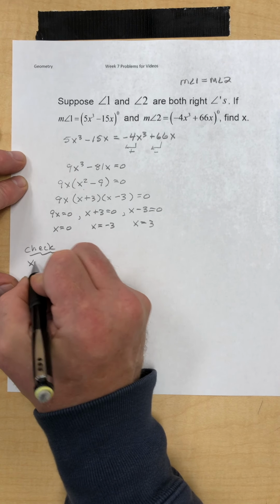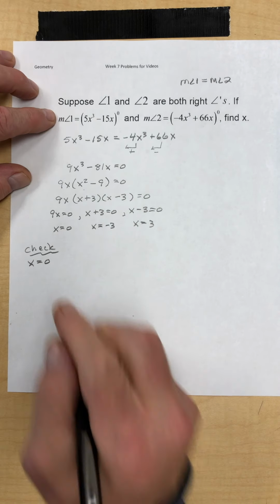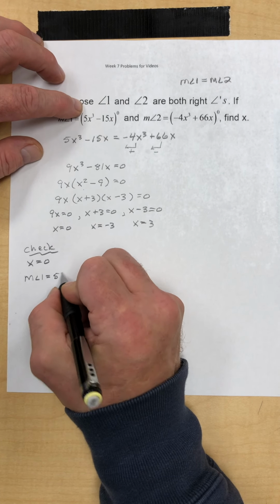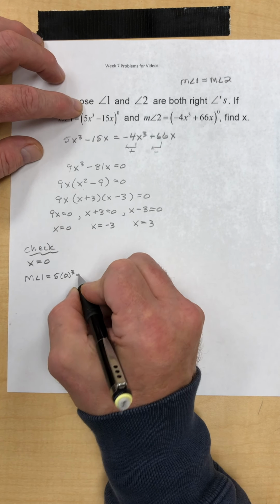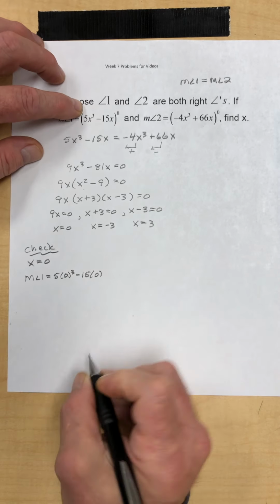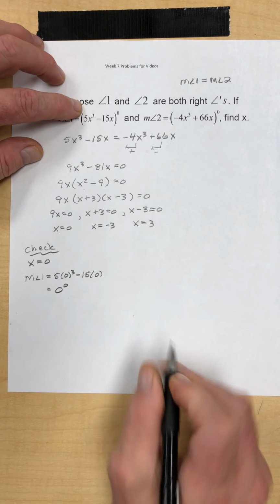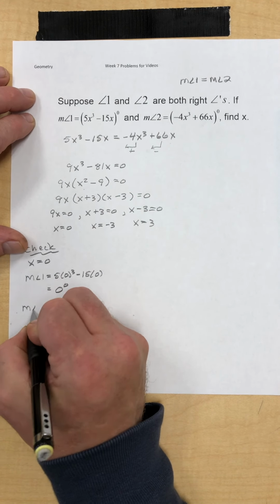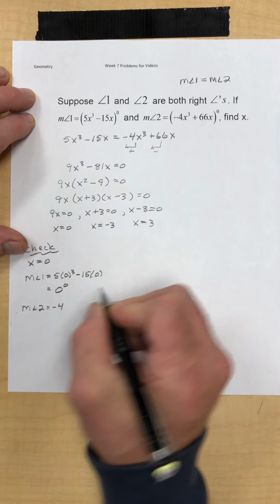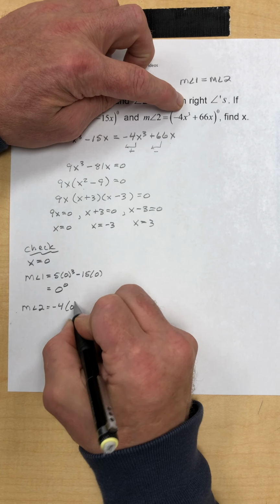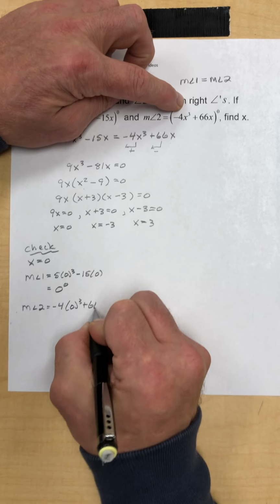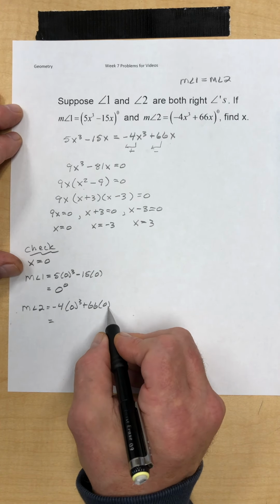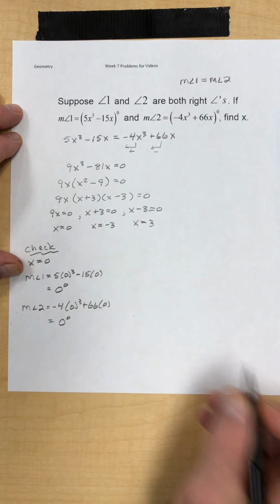Okay, so I'm going to check x equals 0 first. So the measure of angle 1 equals 5 times 0 cubed minus 15 times 0. So notice we're going to get 0 degrees. I'll get the same exact thing here with the measure of angle 2, because I go negative 4 times 0 cubed plus 66 times 0. So that's going to be negative 4 times 0, and that's going to be 66 times 0. So I get 0 plus 0 is 0 degrees.